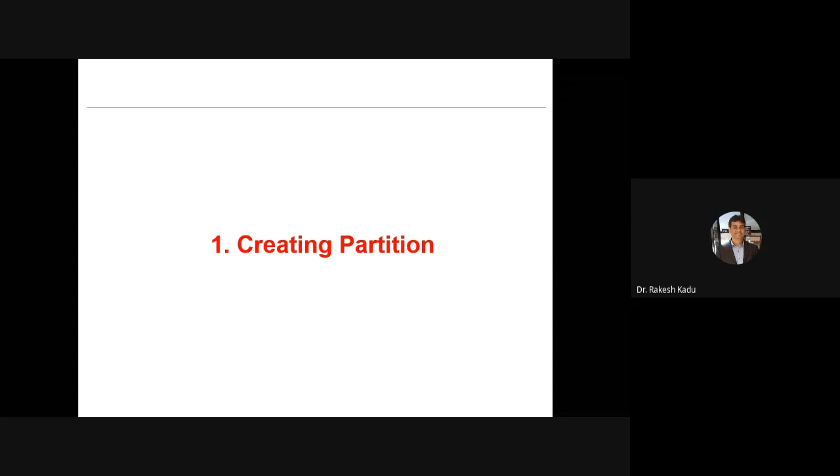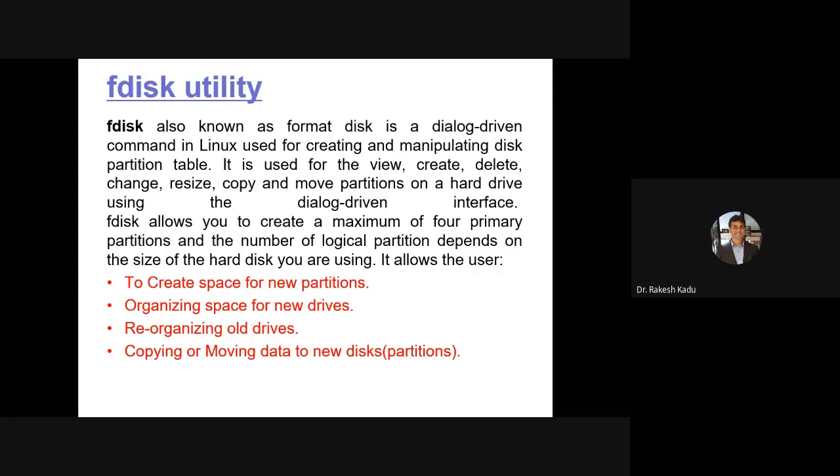Okay, so we will go for the first step, that is creating a partition, and for that we use a fdisk utility. Okay, so what is fdisk utility? Format disk, the full form of this particular command. So this is a command. This is a tool or command. We call it as a tool or command. So fdisk, also known as a format disk, is a dialog driven command in Linux used for creating and manipulating the disk partition. So this particular fdisk command is used for creating or manipulating.